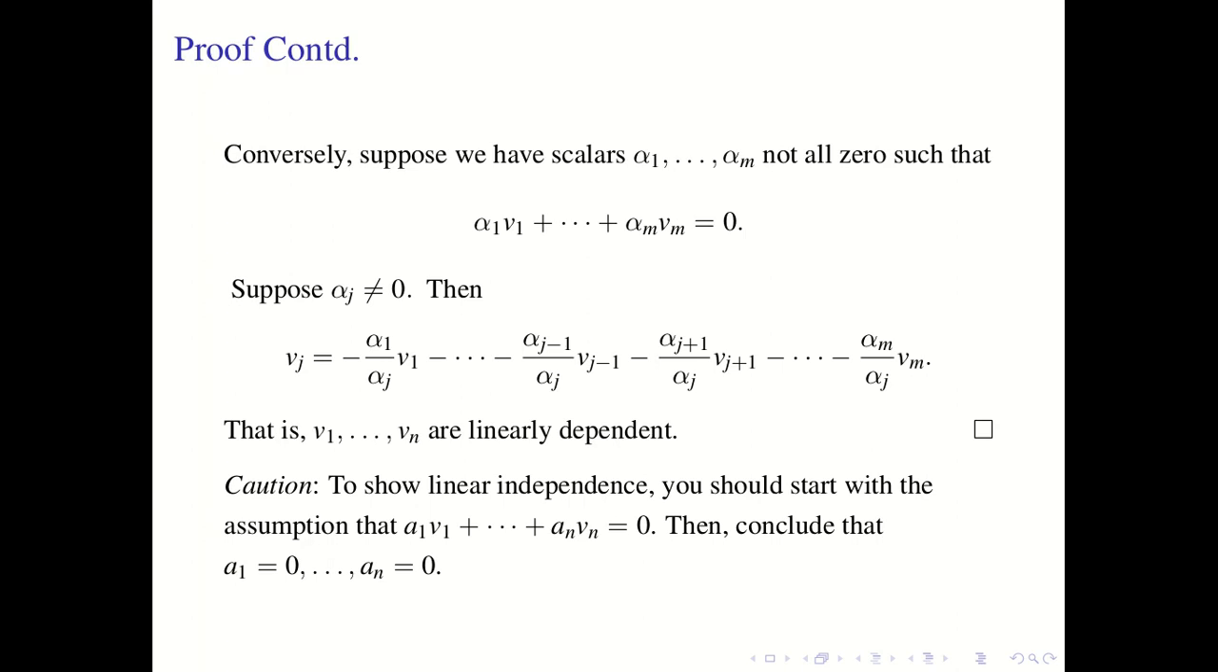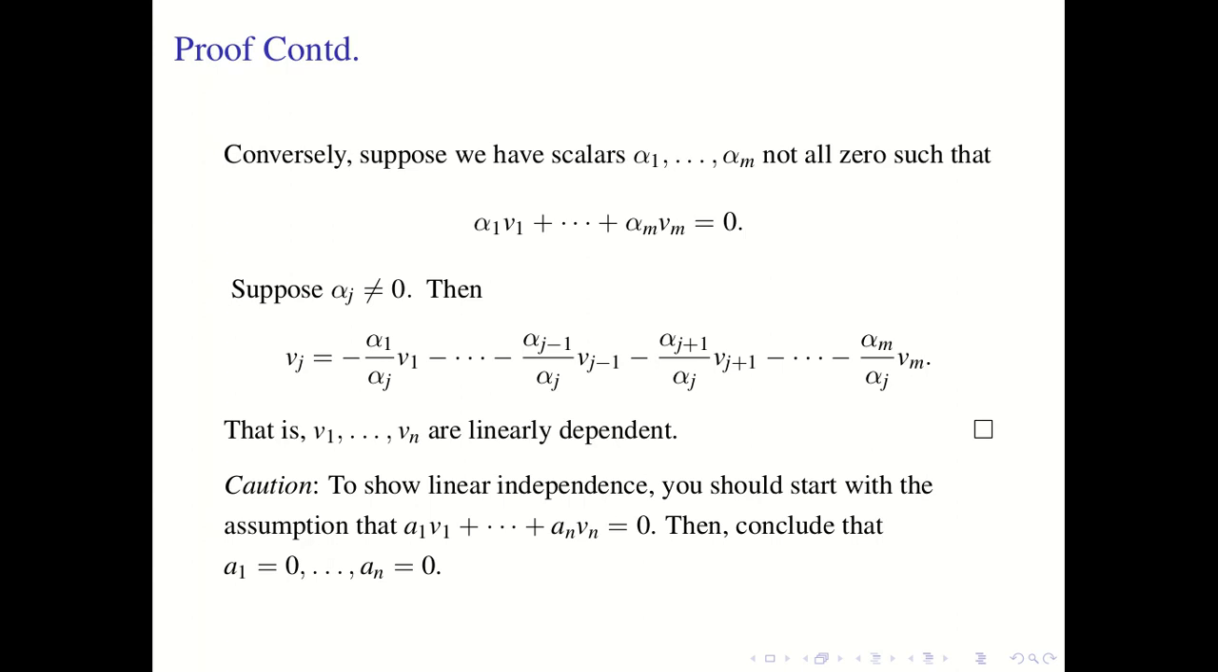So we have now expressed one of these vectors as a linear combination of the rest, which means that V1 up to Vm are linearly dependent. So this completes the proof of the theorem.